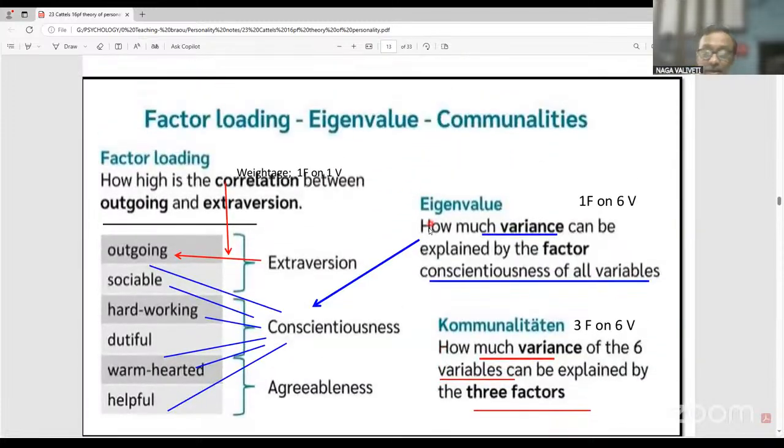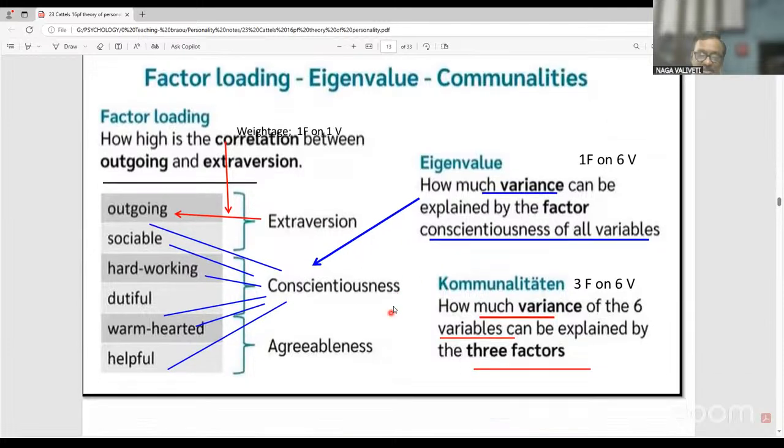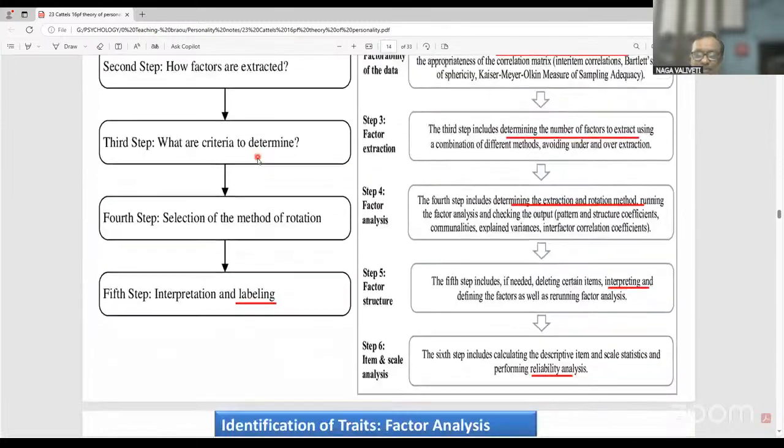Then here, the eigenvalue: one factor, this conscientiousness, how is it influencing the other six? This is internal, right? This is the source trait. How it is influencing this, we will see here. This is the eigenvalue. But factor loading is the weightage given, where one factor and one observable variable are compared. This is the approach.